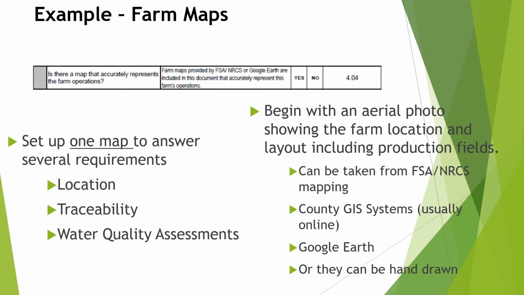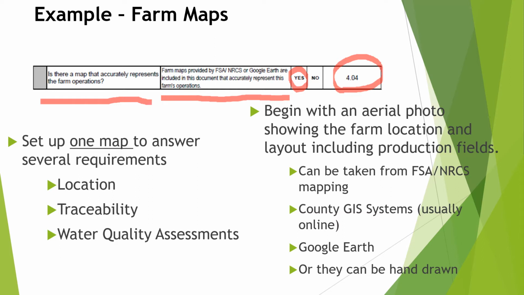Continuing with the written response template, here is an example of the farm map section. Question: is there a map that accurately represents the farm operations? Remember, if you circle yes, then you must write a brief description in the section provided. For example, farm maps provided by FSA NRCS or Google Earth are included in this document that accurately represent this farm's operation. The numbers to the very right will tell you exactly where to find that document in your Plan of Action Manual.